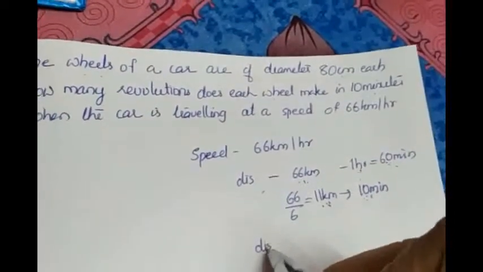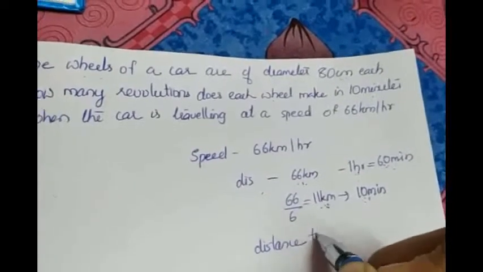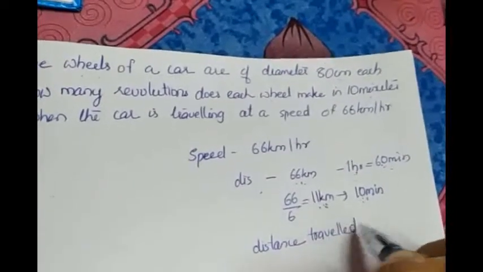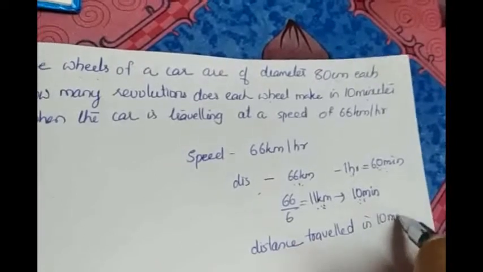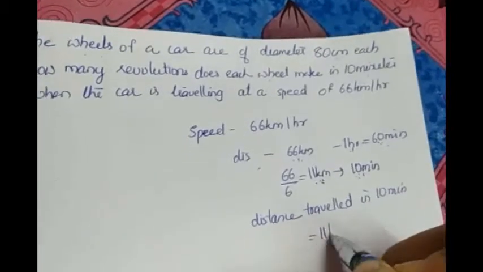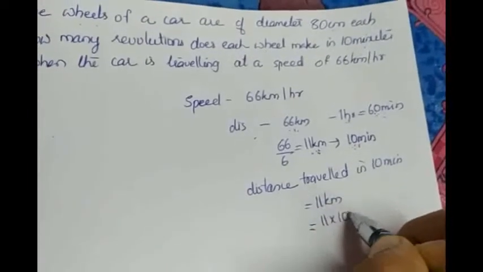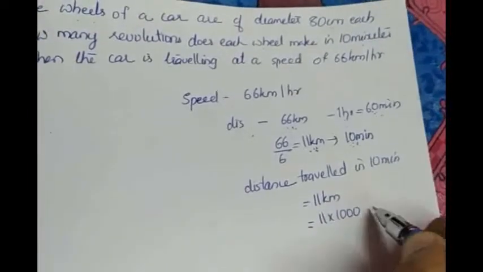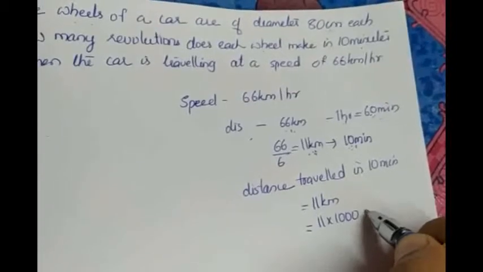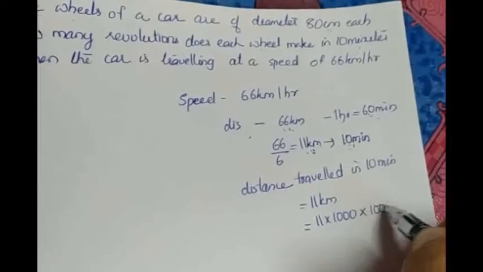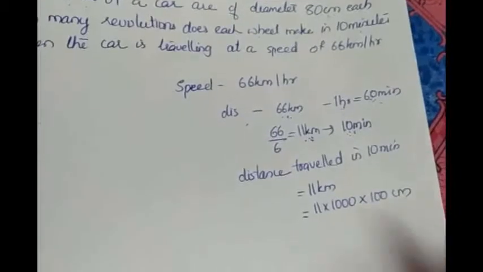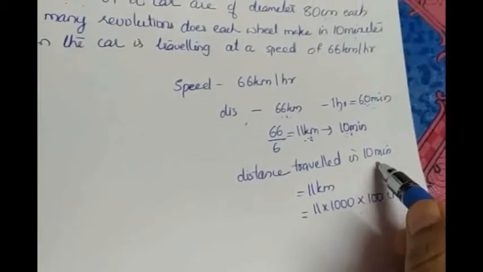So the distance traveled in 10 minutes by the car is equal to 11 kilometers converted into centimeters. How? First we have to multiply by 1000 to make it into meters. Again, to change meters to centimeters, we have to multiply by 100. So this many centimeters is the distance traveled by the car in 10 minutes.